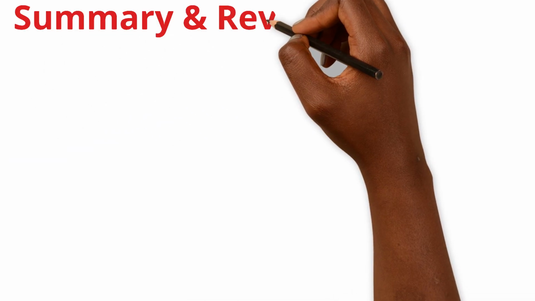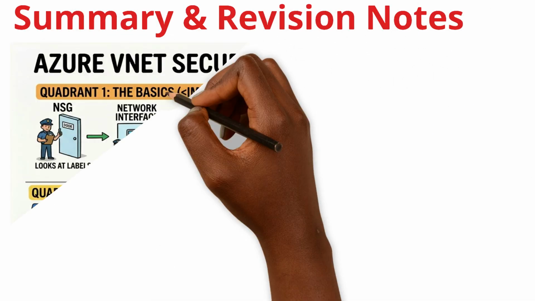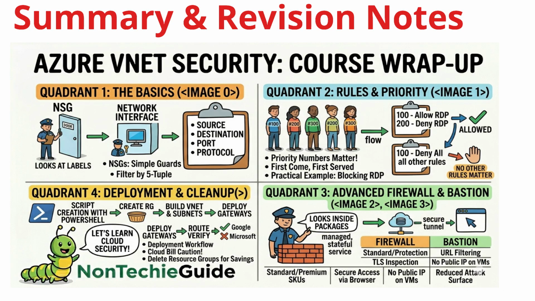In this course, we explored the fundamentals of Azure VNet security, beginning with network security groups, NSGs, which are simple guards that filter traffic using the Five-Tuple Rule. We then focused on managing NSG rules, learning that low-priority numbers are processed first, a critical lesson we applied to successfully block RDP access on port 3389.